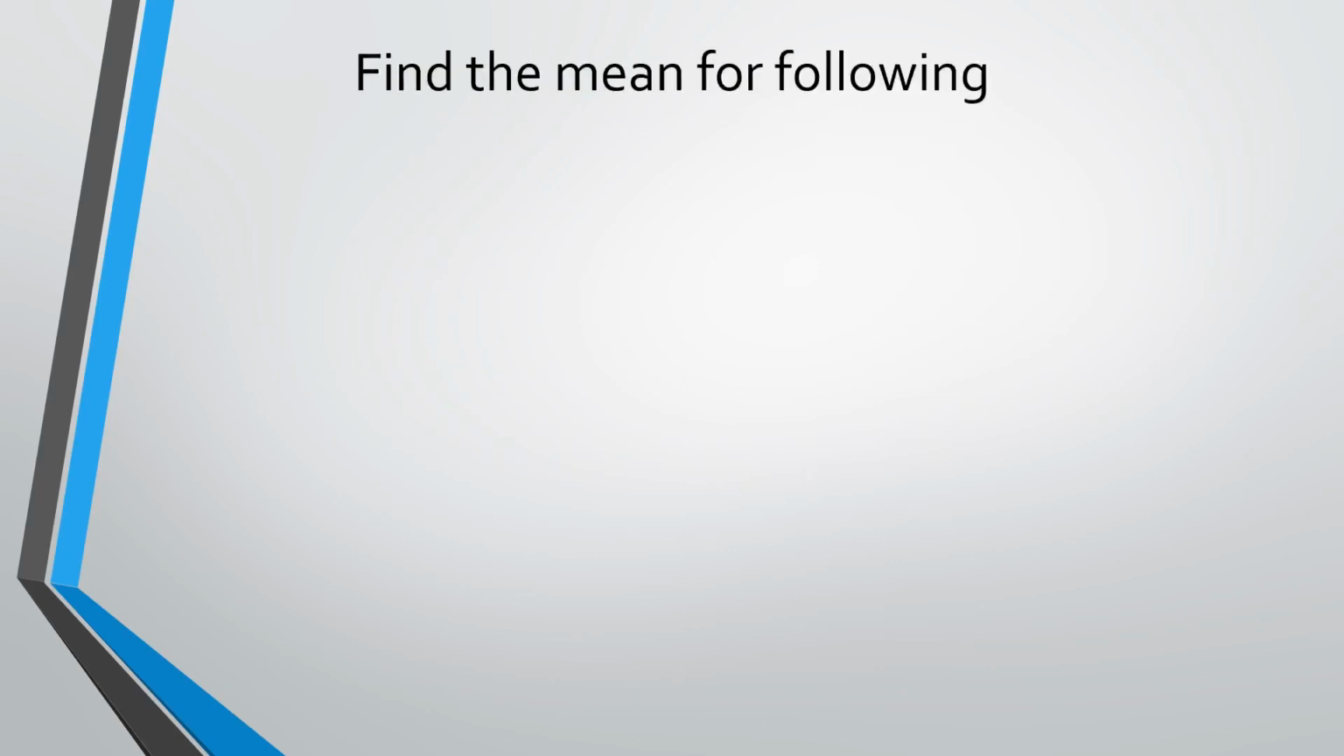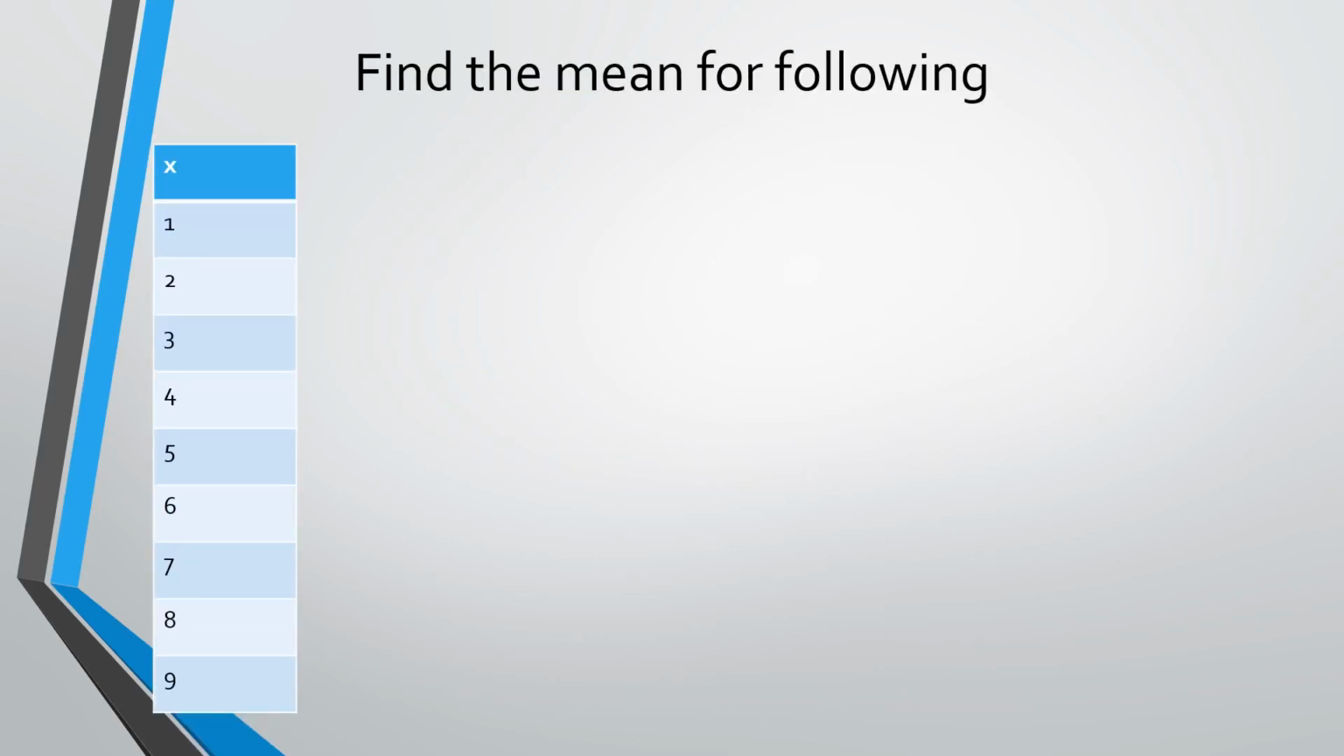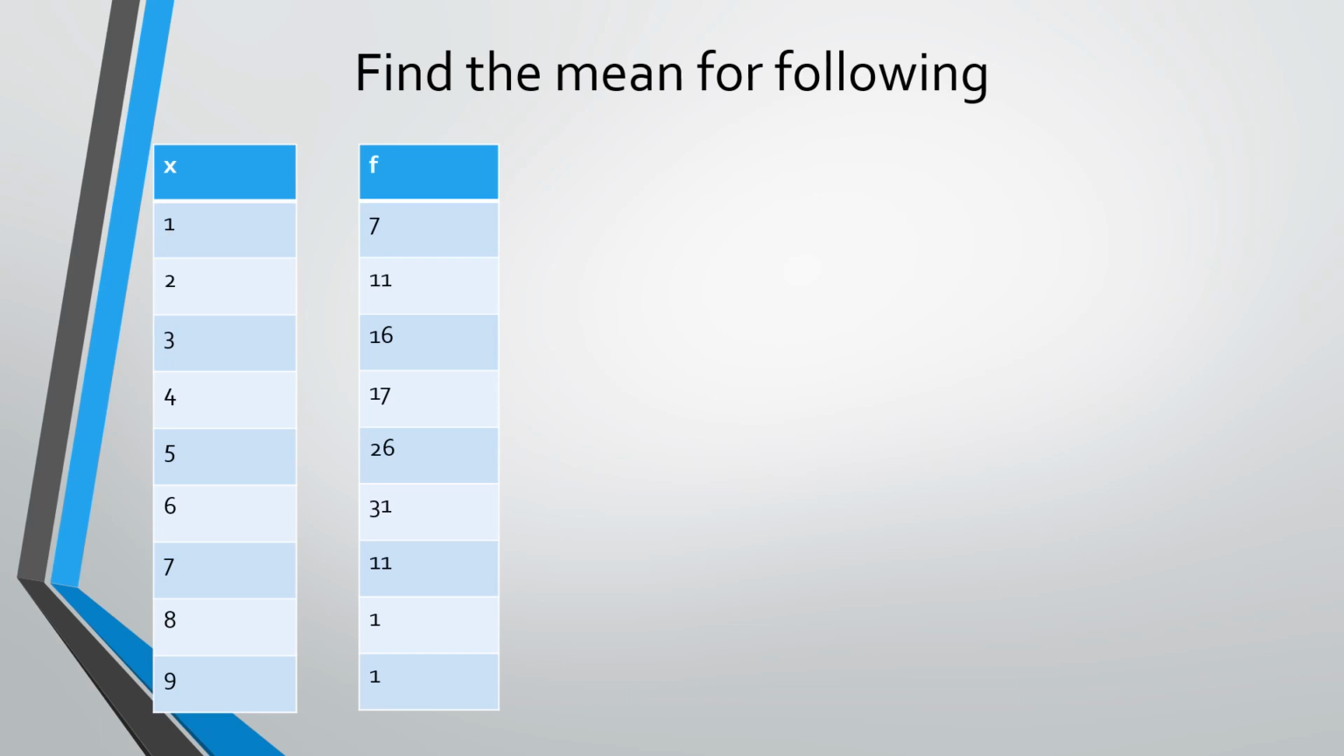And next, we shall find the mean for the following, where they have given x and f values. That means this comes under the category of grouped data where the class intervals have not been given. They have given the x values from 1 to 9 and the frequencies corresponding to those x values. Then we shall move on to the solution for this particular problem.